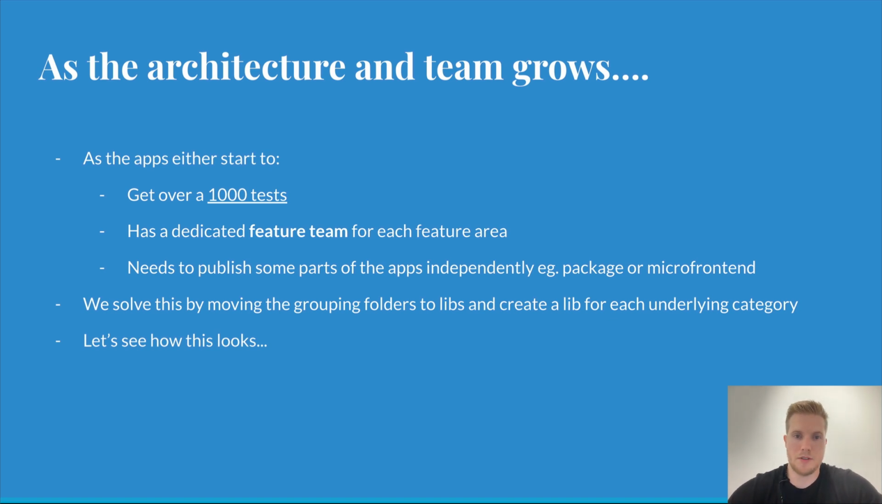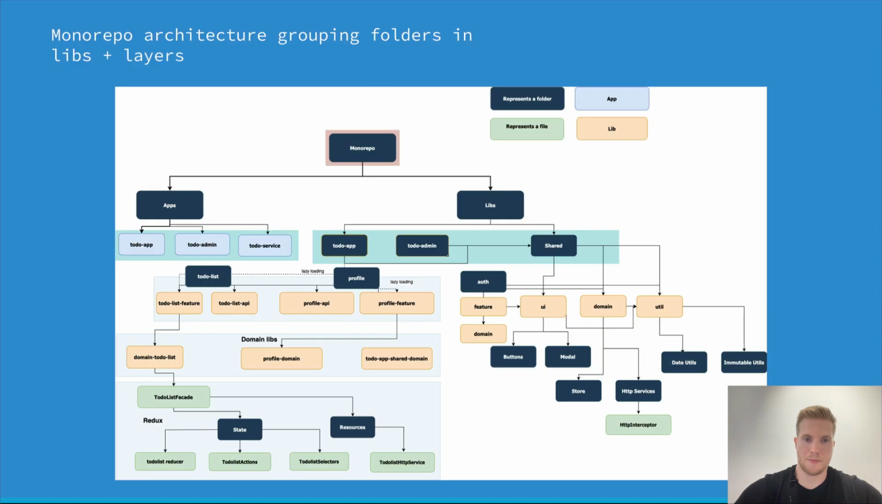We have a dedicated feature team for each feature area, starting to follow like the Spotify model. We need to publish some parts of the app independently. For example, we need to package something, or we need to publish micro front ends. So we solve this by moving the grouping folders to libraries, and then create a library for each of the underlying categories like feature or domain, like these different layers we saw before. So let's see how that will look.